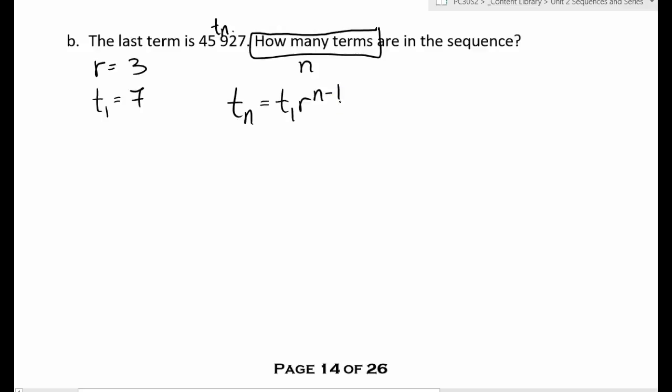So we start by just plugging in. So 45,927 equals 7 times 3 to the power of n minus 1. Again, the first thing we're going to do is divide by 7. Get that 7 away from our variable.